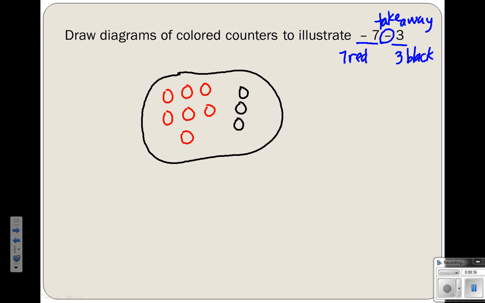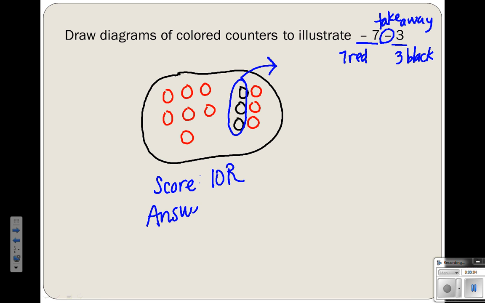But if I add them in, I have to offset them with 3 red so that I'm essentially adding in 0. Okay. Then I'm going to group what I need to take away, which in this case is my 3 black. So group those 3 black, take them away, and see what you have remaining in your set. So my score in this case is 10 red, because that's what I have left. And so my answer would be a negative 10.